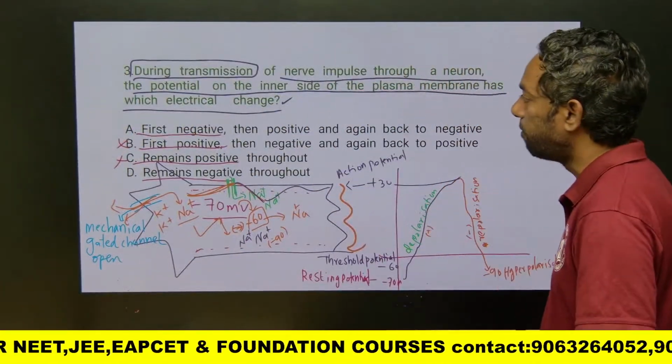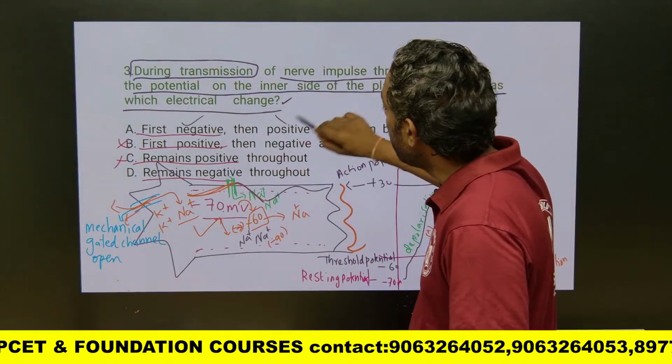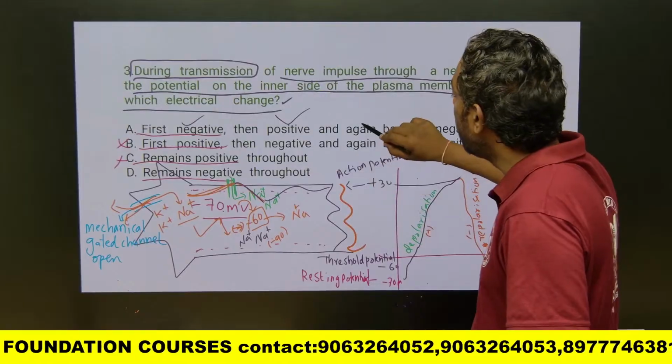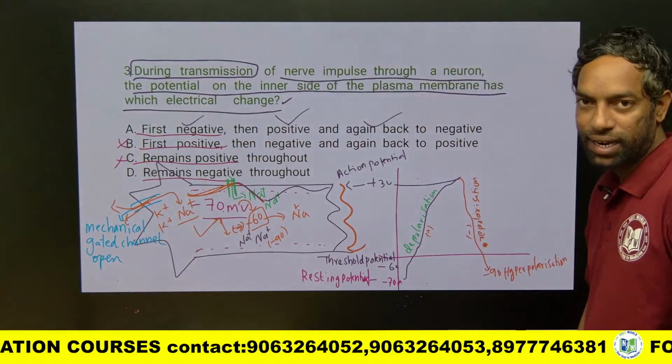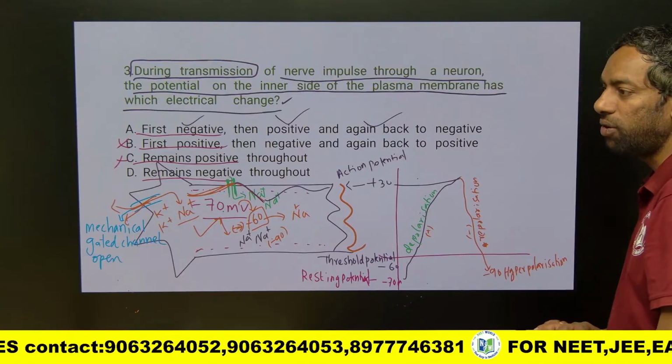So the answer is first negative minus 70, then positive plus 30, and negative again minus 90. This graph shows that first option. I hope you guys understand.